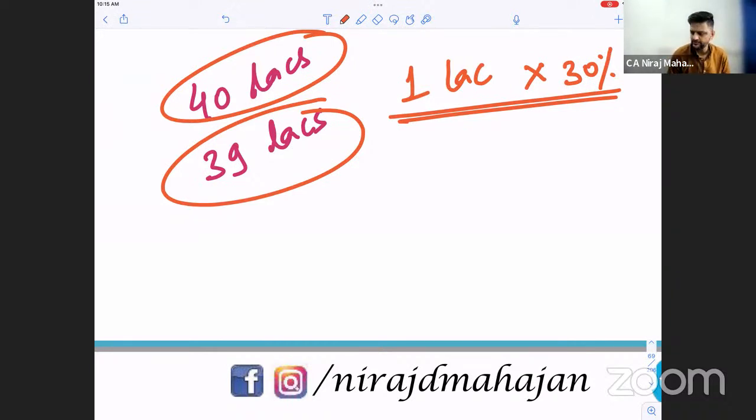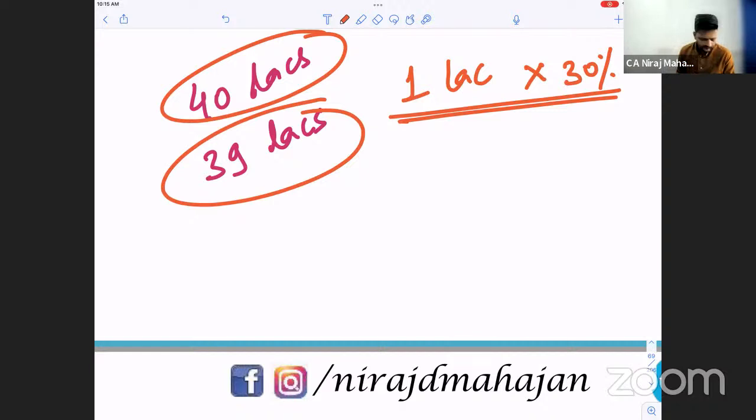At 39 lakhs, whatever is the figure, on that, obviously you'll be paying more tax on the income of 40 lakhs. Okay, everybody? That 1 lakh, whatever difference we have, it will affect almost close to 30%. I'm not considering surcharge or cess, etc.